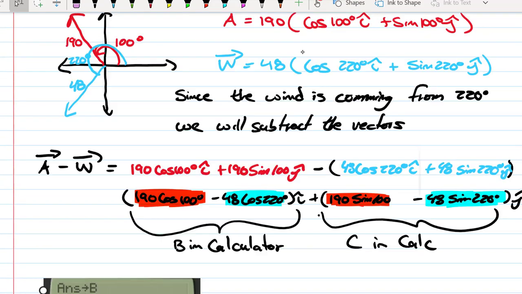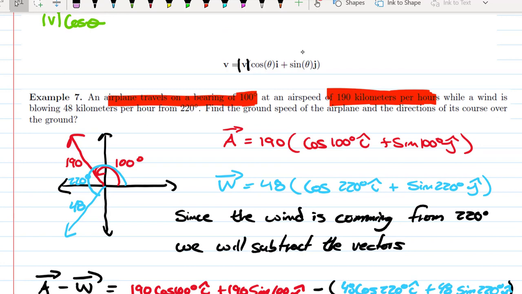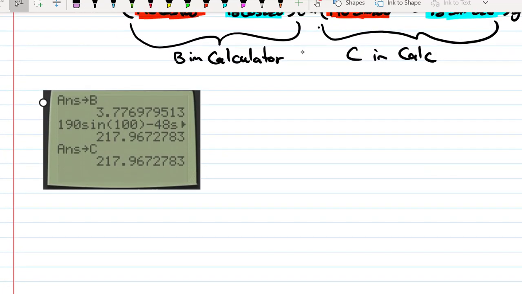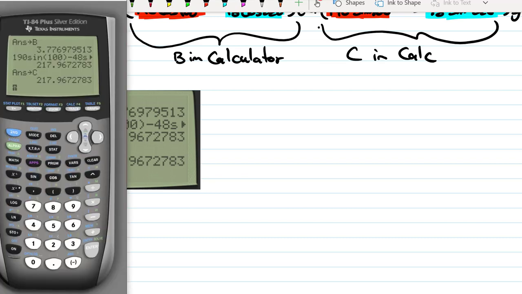So the first thing we were asked is to find the ground speed of the airplane and then its direction over the ground. The ground speed is going to be the magnitude of the vector. So in terms of our stuff, we're going to have the square root of B squared plus C squared. So the ground speed is 218 kilometers per hour.